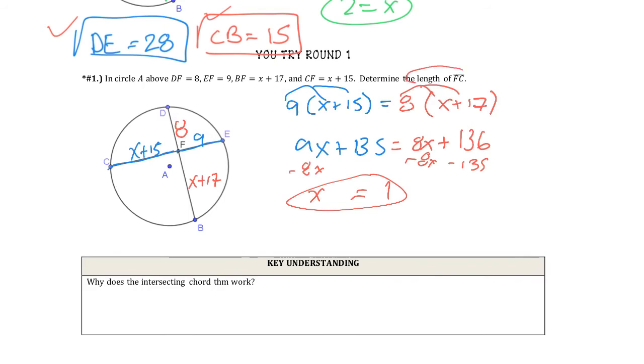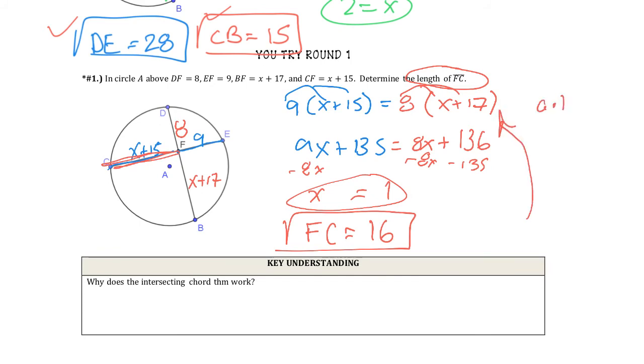So if we wanted to find the length of FC, FC is this piece. So it's x plus 15. X is 1. 1 plus 15 is 16. FC is 16. All right, so why does this intersecting chord theorem work? So here's our formula. We just take the pieces of one line equal to the pieces of the other.